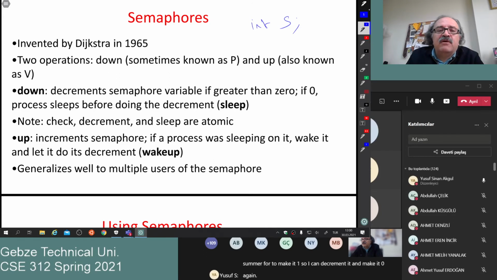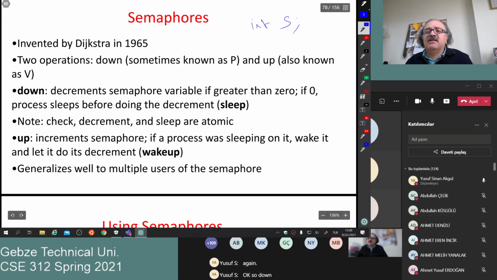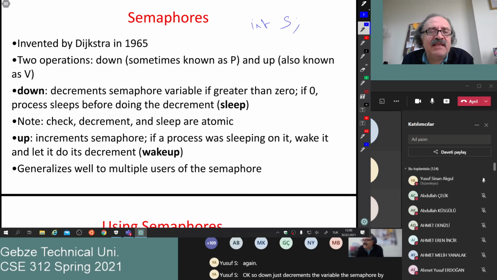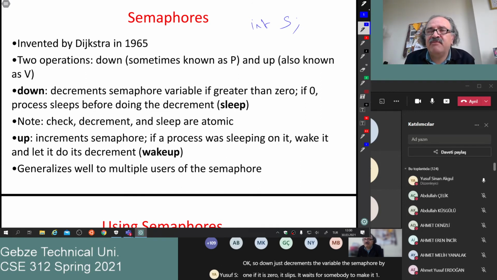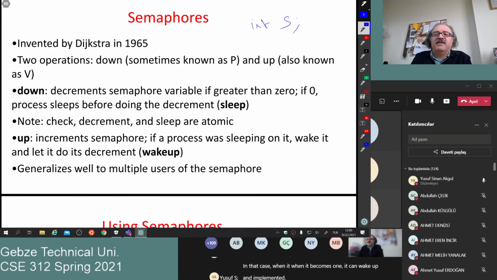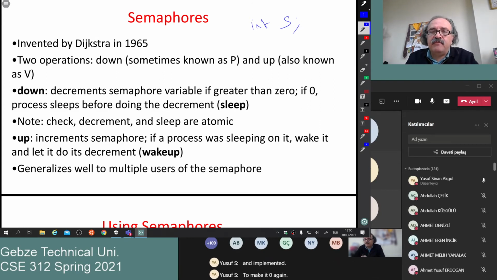Okay, so down just decrements the semaphore by 1. If it is 0, it sleeps. It waits for somebody to make it 1. In that case, when it becomes 1, it can wake up and decrement it to make it 0 again. So down potentially can sleep when you make the semaphore down.